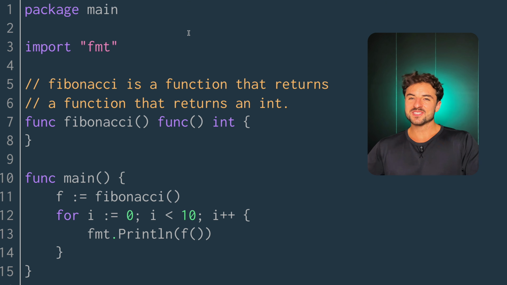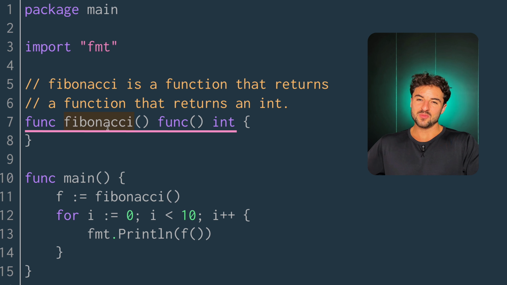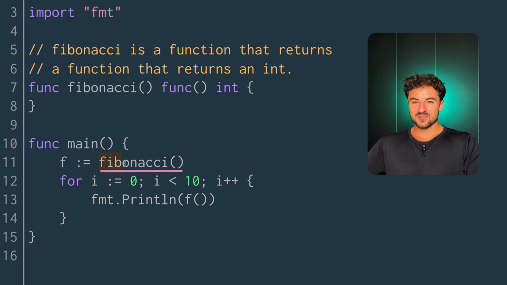As per usual, let's take a look at the provided starter code. The main package is declared. We're importing fmt. Next, we have the function Fibonacci, and the comment says Fibonacci is a function that returns a function that returns an int. So exactly this. Inside of the main function, Fibonacci is called, and the returned function f is called 10 more times and printed to standard out in a for loop.